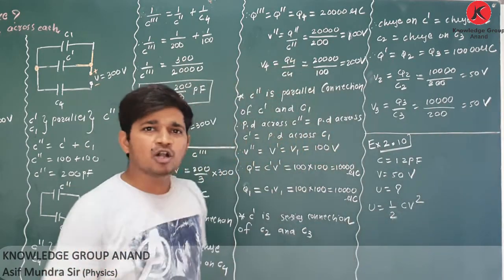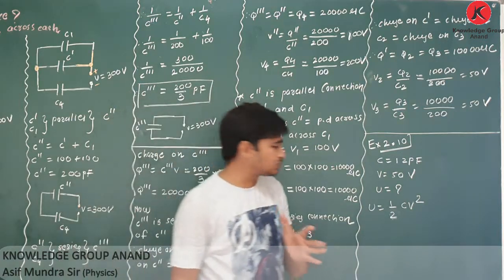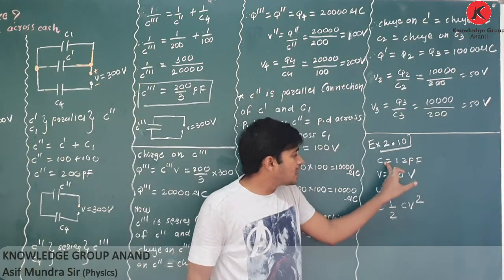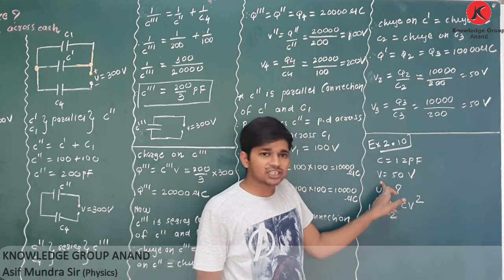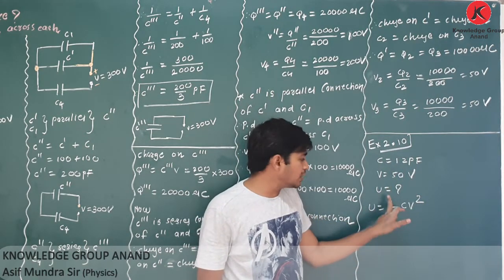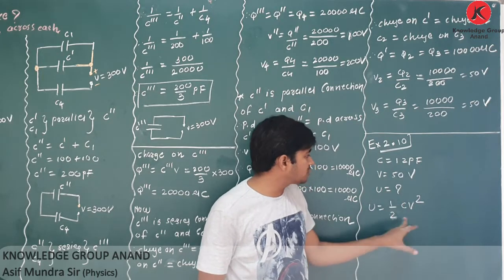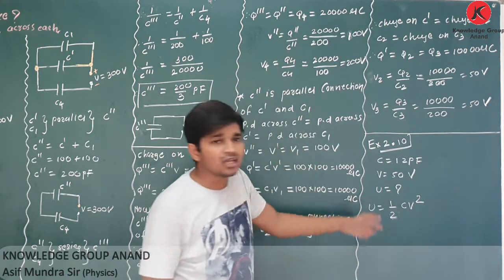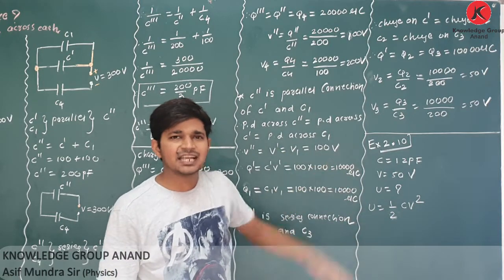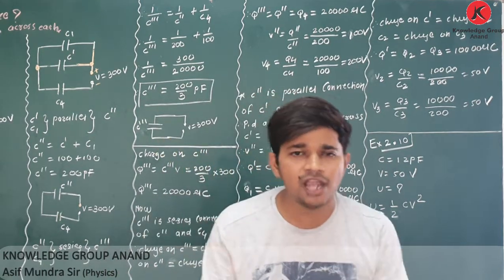One question is your homework and it is a very easy question. Exercise 2.10. A capacitor having capacitance 12 picofarad is charged by a battery of 50 volt. Then what is the energy? U is equal to half C V square. One of the easiest questions. Okay, U is equal to half C V square. Solve this question and send me the answers. Pause your video and write it down from the board.